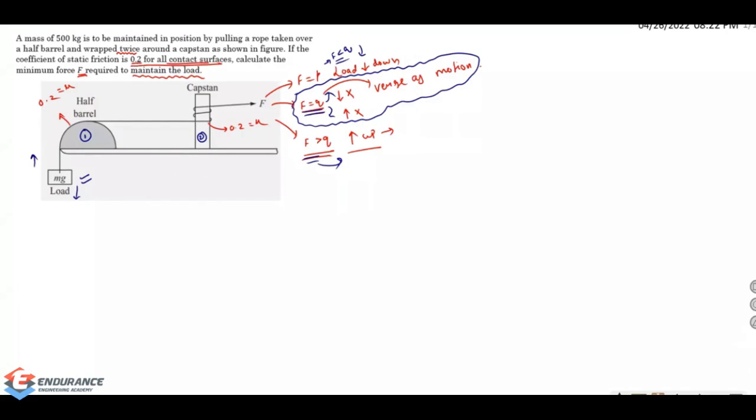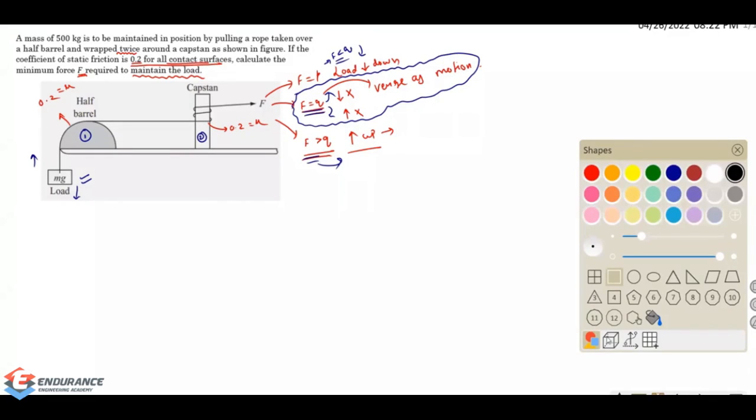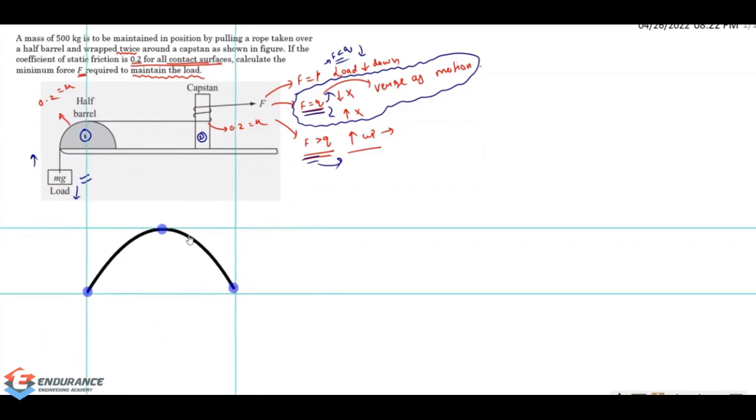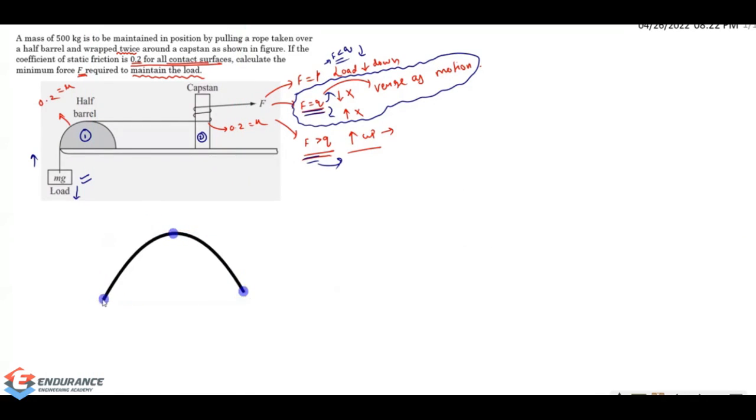I hope the hemisphere was there. If the hemisphere is not there, a semicircle is there, that will be enough. Just imagine that it is a semicircle.